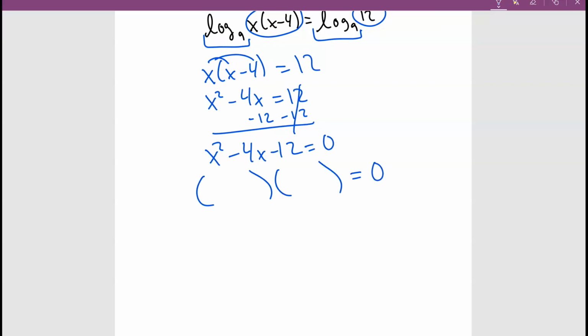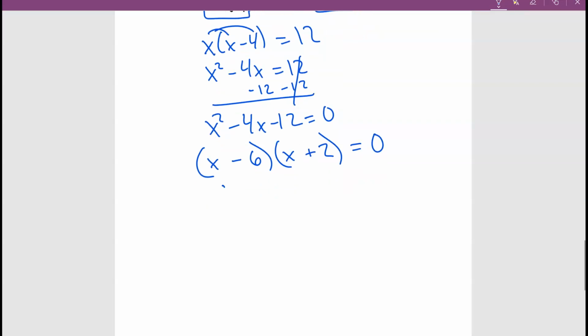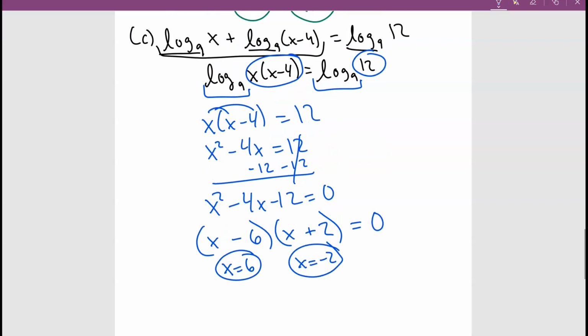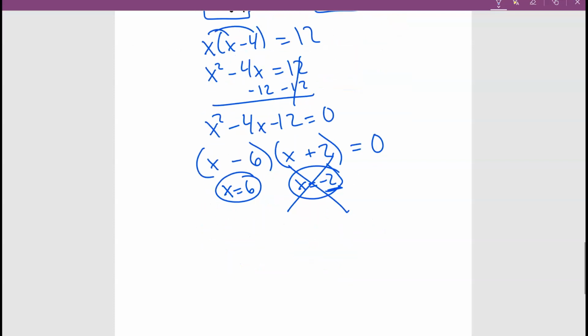Okay, and now let's factor this out. So you're going to have a 6 and a 2 there. So now in this case, this is going to be a negative and this is going to be a positive. So x is going to be equal to 6 and x is going to be equal to negative 2. So let's check both of them. Okay, so 6 checks out, but the negative 2 doesn't, because the negative 2 is going to fail here. You're going to get a negative number, so that's not going to be a solution. So my answer is just going to be x equals 6. All right. Okay.